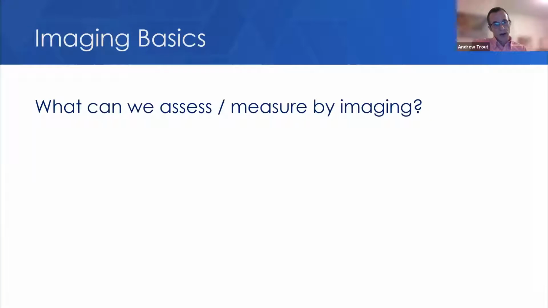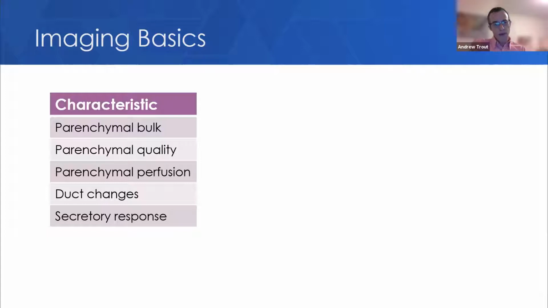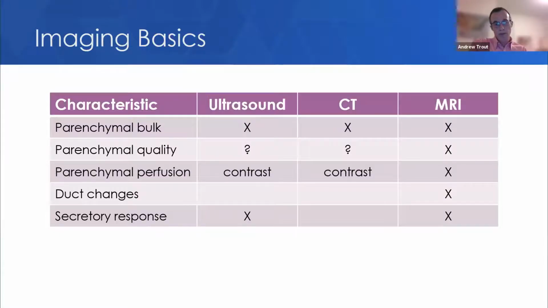So starting right off the bat with what we can assess or measure by imaging, if we think about some of the pancreatic characteristics that are accessible by imaging that we can potentially link back to pancreatic function, we can think in terms of parenchymal bulk, parenchymal quality, parenchymal perfusion, duct changes of generally chronic pancreatitis, and then secretory response. And if we look at the various modalities that we typically use when we're imaging the pancreas, ultrasound, CT, and MRI are the big ones that I'm talking about.